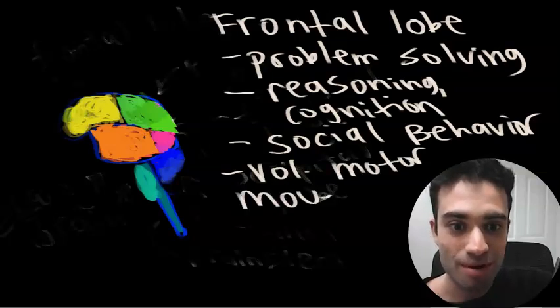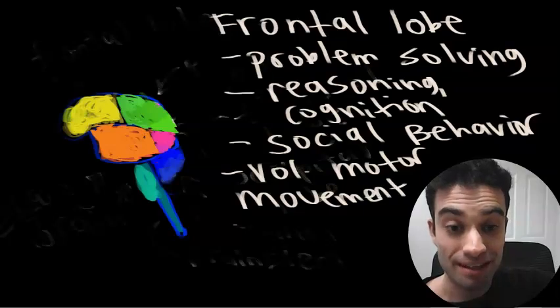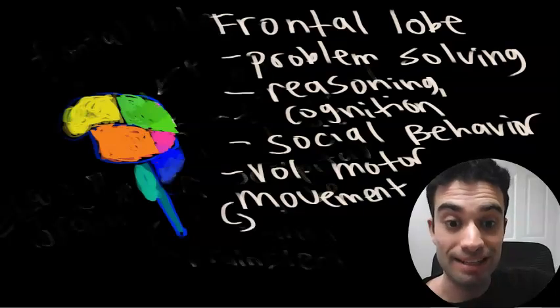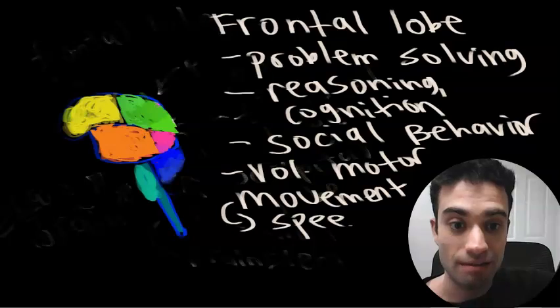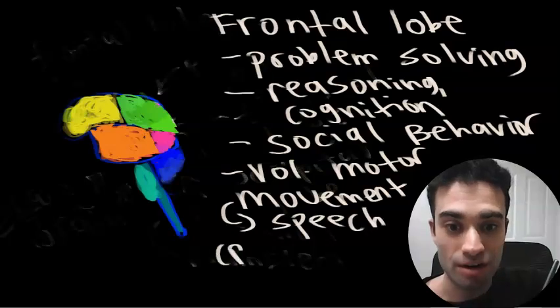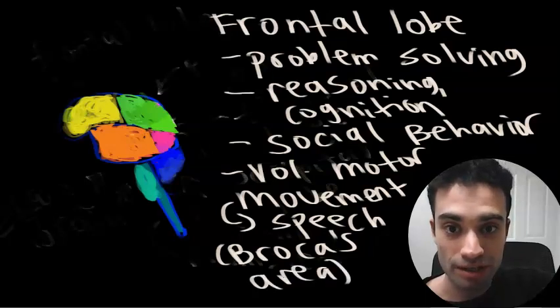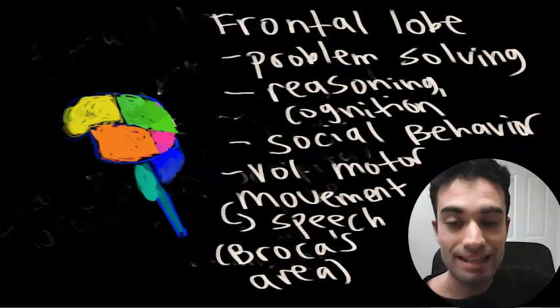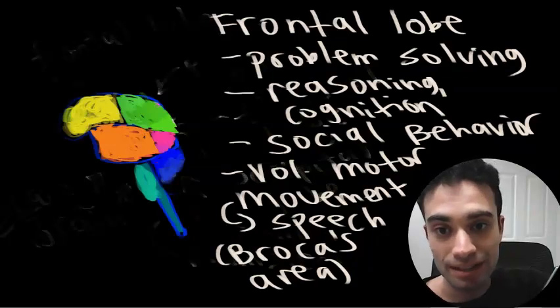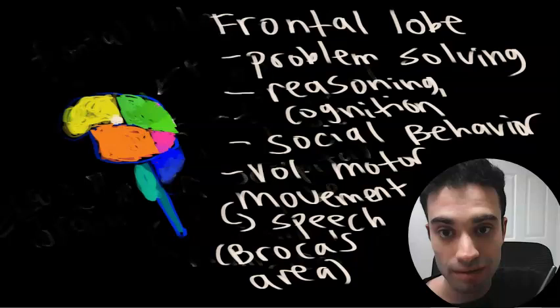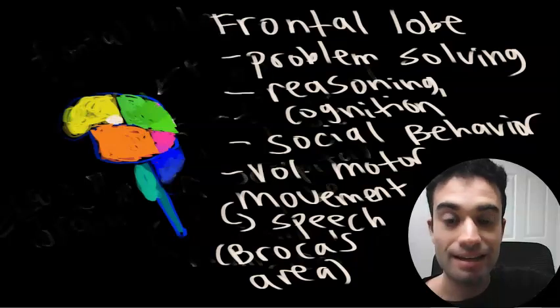An example of voluntary motor movement is speech production via Broca's area, which I'll make another video about. There is a region located around here, and this is very important for speech production. It's located in the frontal lobe.